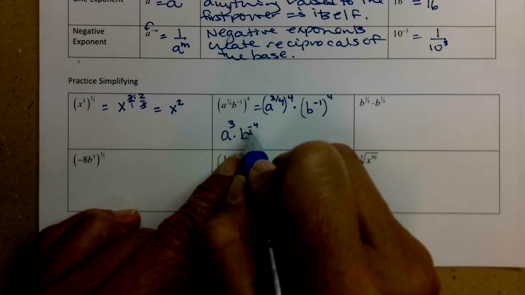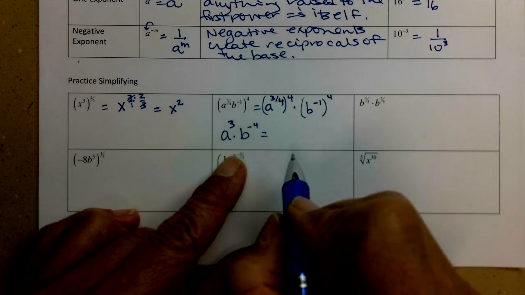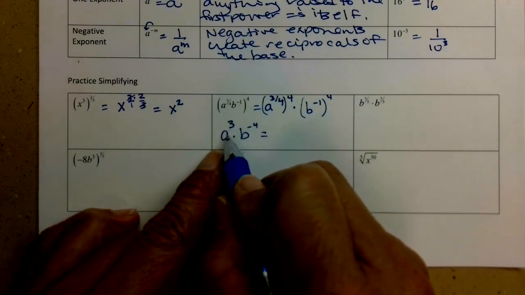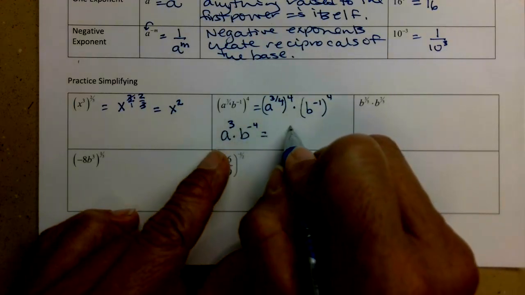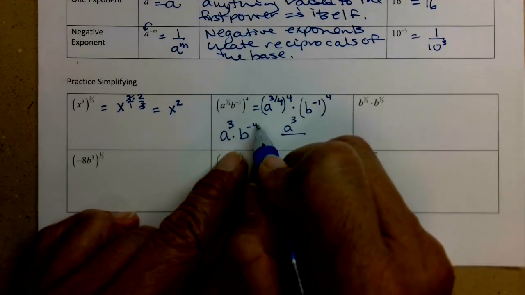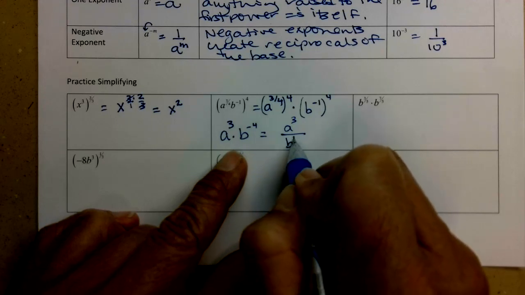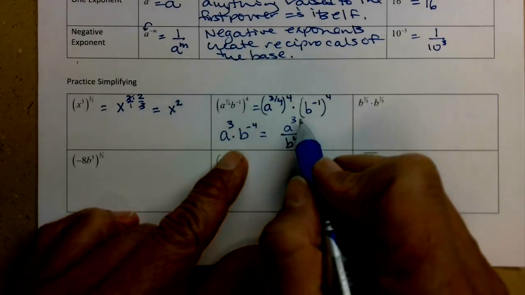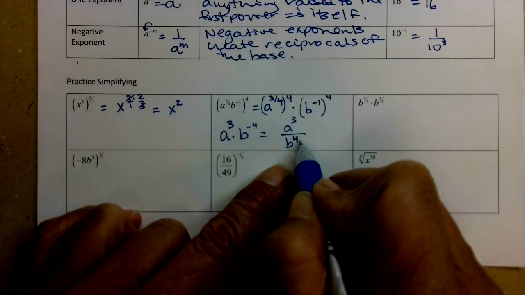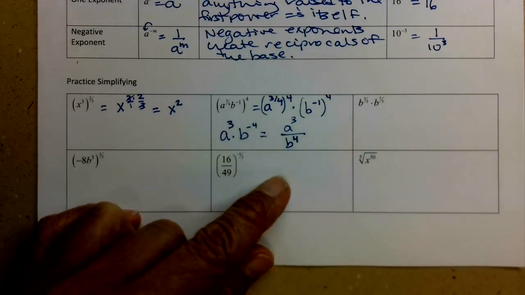Now, typically we don't leave negative exponents in our answer, so let's go ahead and rewrite that with only positive exponents. So the a, it does have a positive exponent. It's going to stay where it was, so a cubed. But the b to the negative 4 is going to go down below. It's going to do the reciprocal of that. So it'll be a cubed divided by b to the positive 4. Remember, once it goes below, it gives up that negative sign.